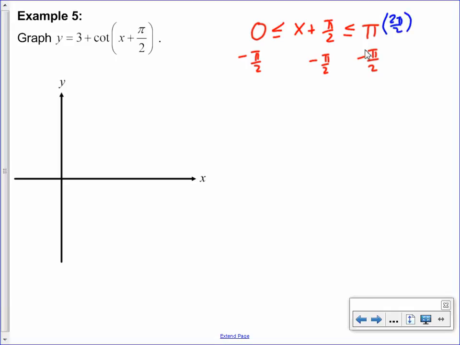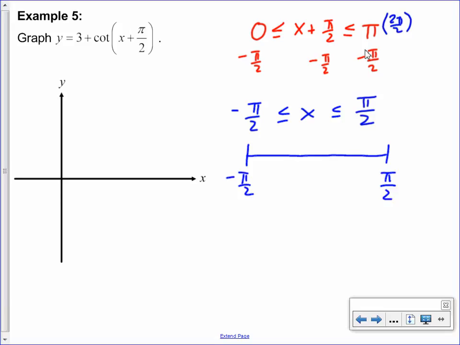Here we get negative pi over 2 to x. 2 pi over 2 minus 1 pi over 2 is, well, negative pi over 2 to pi over 2. In the middle is 0. In the middle of that is, yep, joy.